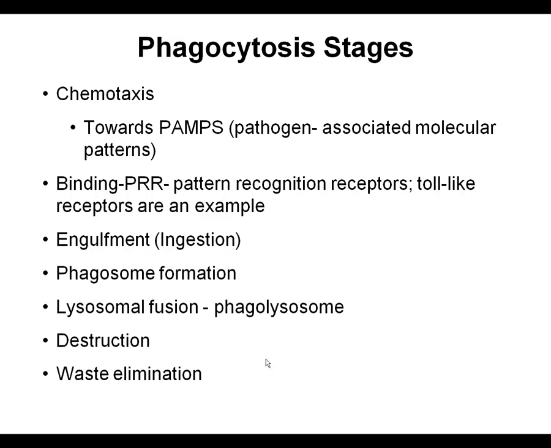The stages of phagocytosis include chemotaxis. In chemotaxis, antigens release what are called pathogen-associated molecular patterns. These are signals sent to the phagocytic white blood cells, which come and bind to specific receptors on the surface. These receptors are called toll-like receptors. The toll-like receptors bind to these molecular patterns, and they attach the microbe to the white blood cell.